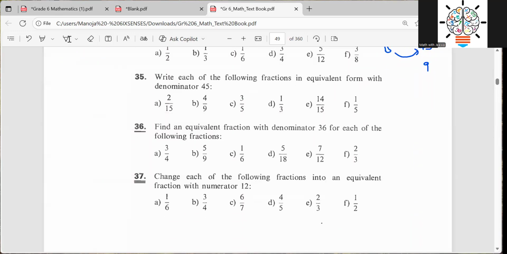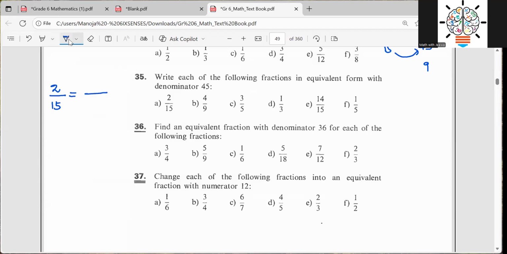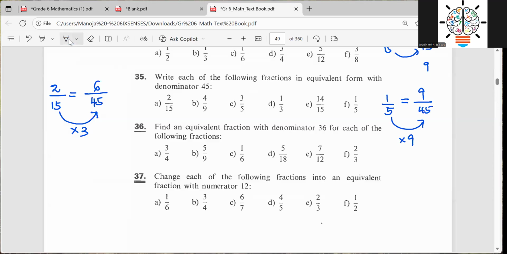Okay, so now look at this. Write each of the following fractions in equivalent form with denominator 45. Now, if they have given 2 over 15, and if you want to convert the denominator into 45, see how you can get this. 15 you multiply by 3, it gives you 45. Therefore, you want to multiply the numerator also by 3 and it gives you like this. And if you want to get 1 over 5 with the denominator 45, how are we going to do that? 5 times 9. So you do the same thing here, that becomes 9. Right?